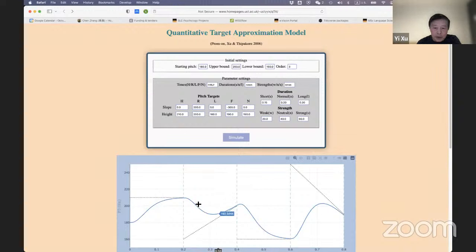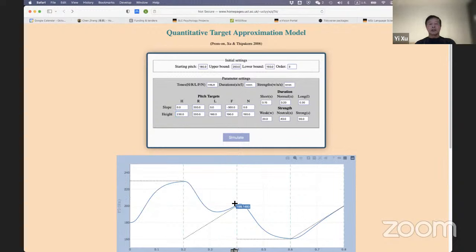This one allows you to manipulate either the categorical tone. For example, if you change it from fall to rise, you get this one, you change its tone. And you can also change the tone parameters or the target parameters of these. So if you want your high tone to be higher, you can change the height from 210 to 230, and you'll get this. So in other words, this model assumes that you can have both tonal categories, and you can change the actual parameters of any particular tone. And you can also show the effect of strength, duration, and so on. So do play with it, because I often go back to this to test a lot of hypotheses I propose.